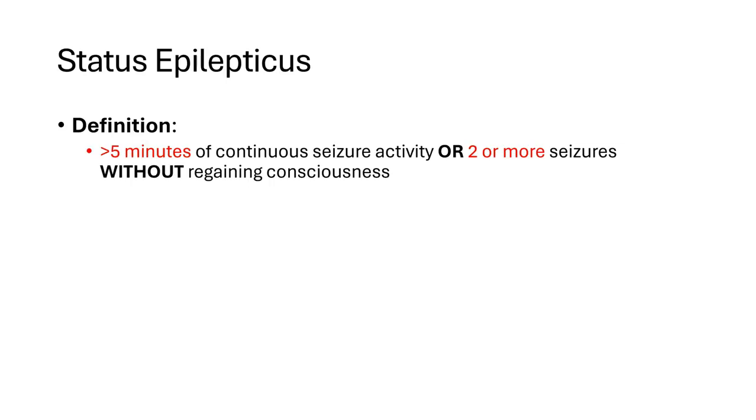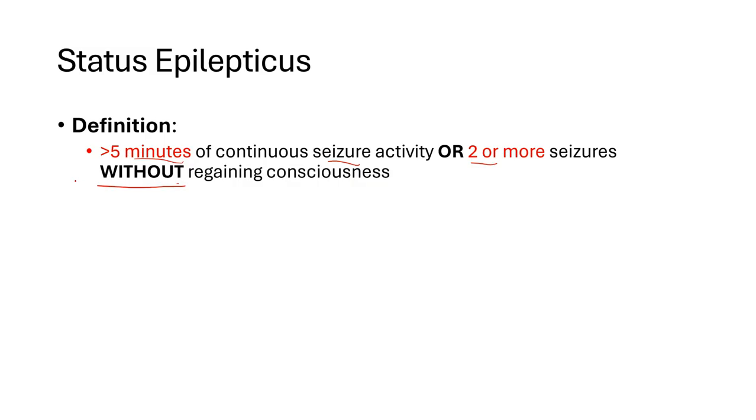Welcome. In this lecture, we'll be discussing status epilepticus. Status epilepticus can be defined two ways: a continuous seizure activity lasting greater than 5 minutes, or two or more seizures without regaining consciousness. This definition is important to know for your exam day.